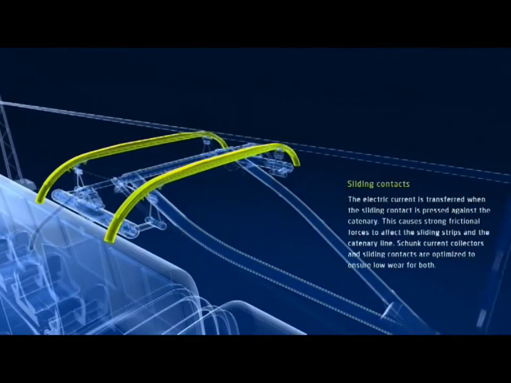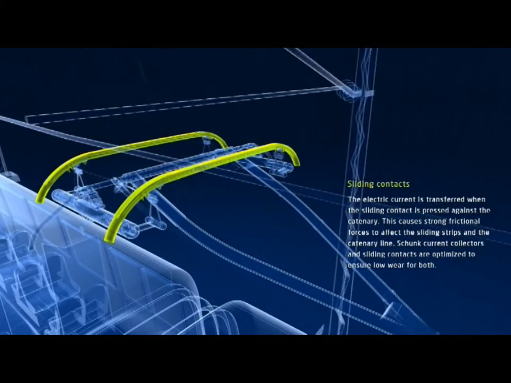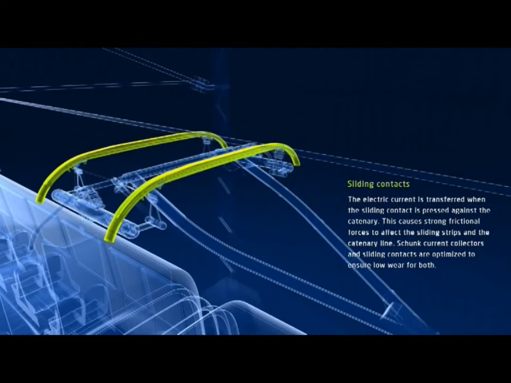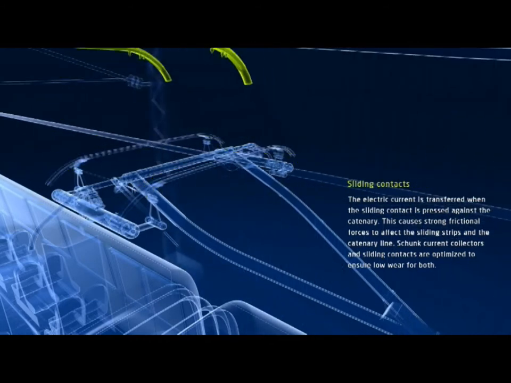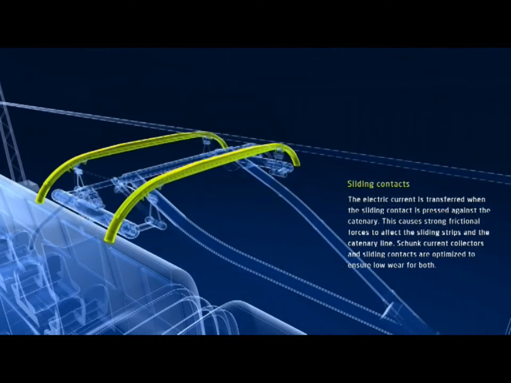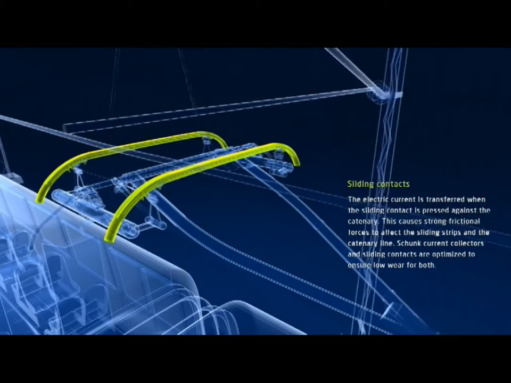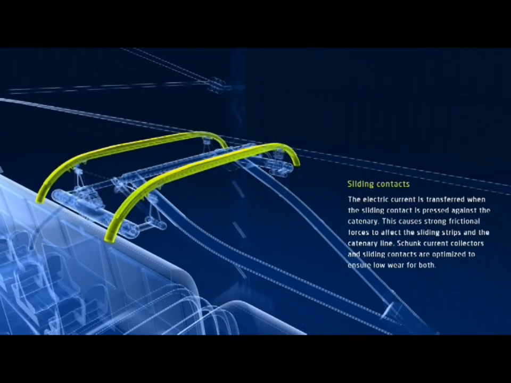The sliding strip performs an important function. As it is pressed against the catenary, it ensures electric current transfer. Strong frictional forces take effect here on the sliding strip and the catenary line. Schunk has designed the structure and the material of the current collectors and sliding strips such that the sliding strip and the conducting wire are subject to a very low level of wear.